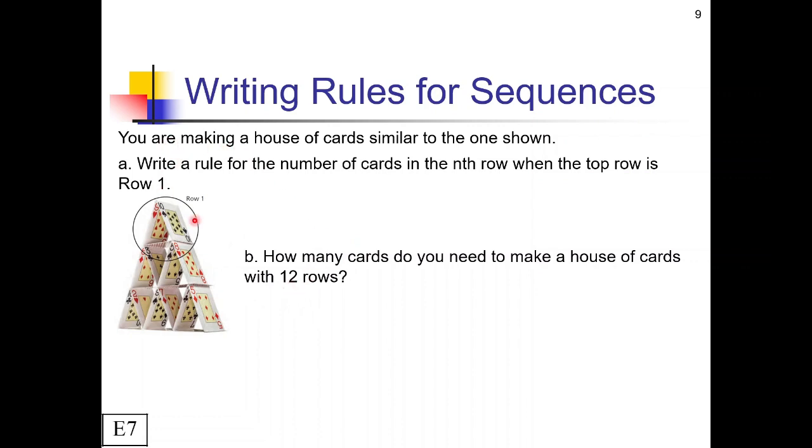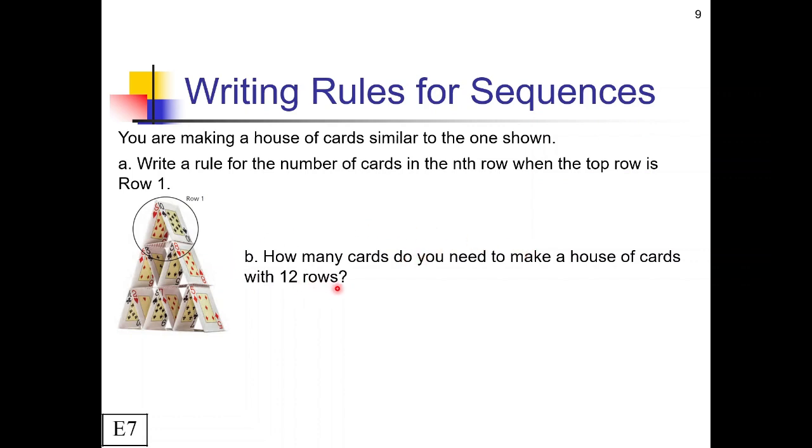So this is a two-part problem here. The first part, they want us to write a rule for the number of cards in the nth row when the row 1 is shown up here in the diagram. And then based on that, we want to know how many cards we're going to need to make a house of cards with 12 rows.